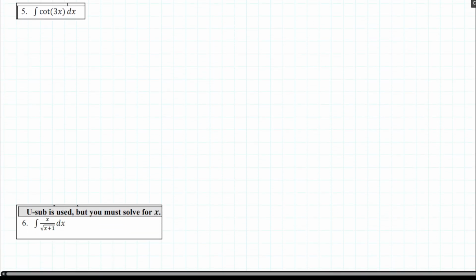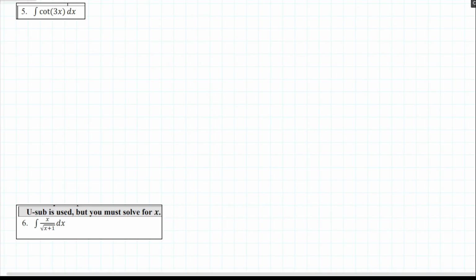Now let's move to the next one. We have cot 3x. Okay, so cot is the outer function, 3x is the inner function. The derivative of the inner function is available here, so choose u equal to 3x. Then du equal to 3 dx. Okay, then dx equal to du over 3, dividing both sides by 3, you will get this one. Okay, now let's move it aside.